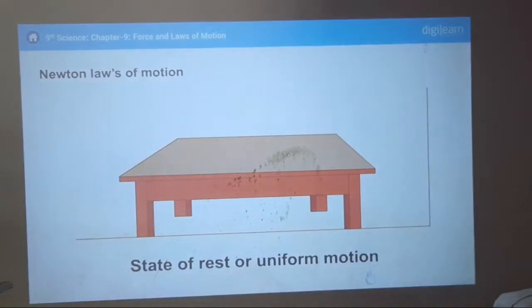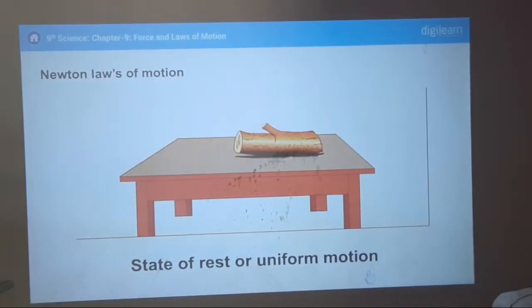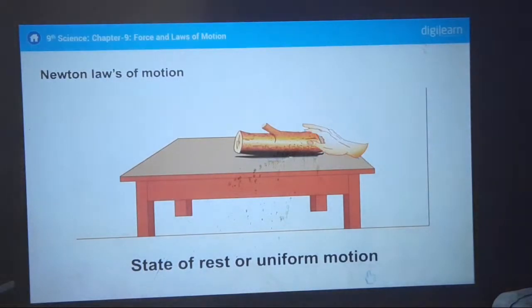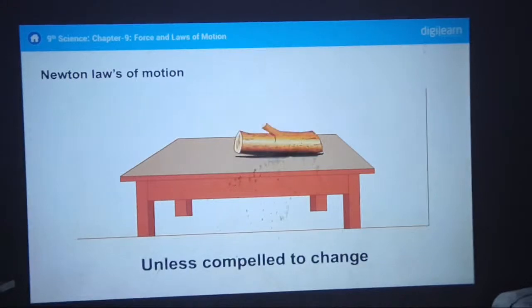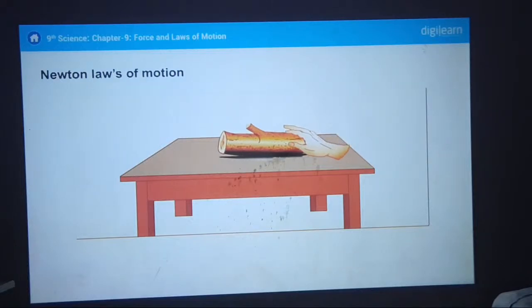Before we study Newton's law, we need to know that to change the velocity of a body, an external force is needed. Hence, Newton's first law states that every body continues in its state of rest or uniform motion in a straight line, unless it is compelled to change that state by forces impressed on it.